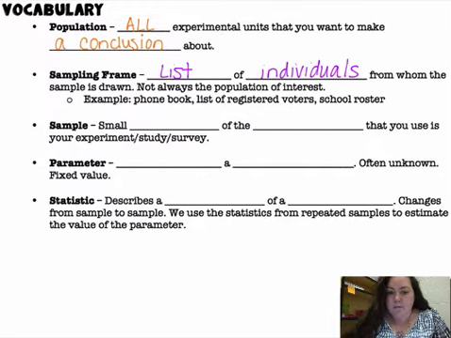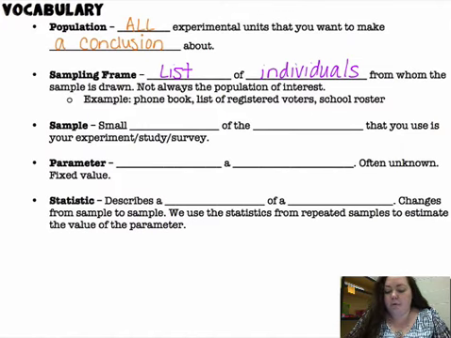The sampling frame is the list of individuals from whom the sample is drawn. Not always the population of interest, so it could be just from a phone book, a list of registered voters, from the school roster. It doesn't always have to be specific to one population that you're interested in. It might be like everybody, and then that's where you're getting all your samples from.